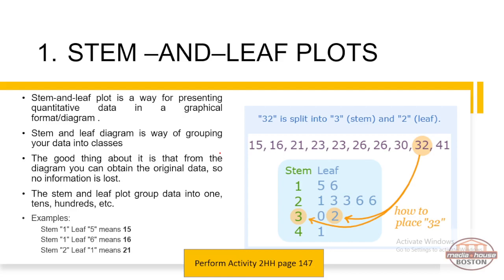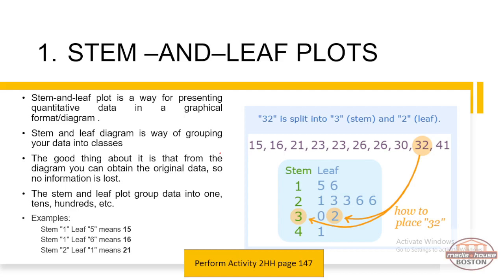Here it says that a stem and leaf plot is a way of presenting quantitative data in a graphical format. It is not a diagram like a bar chart, but more like columns and rows. Normally you have what we call a stem, and then what we call a leaf. The stem is the base of the numbers that you have collected, and the leaf represents the numbers within that information.